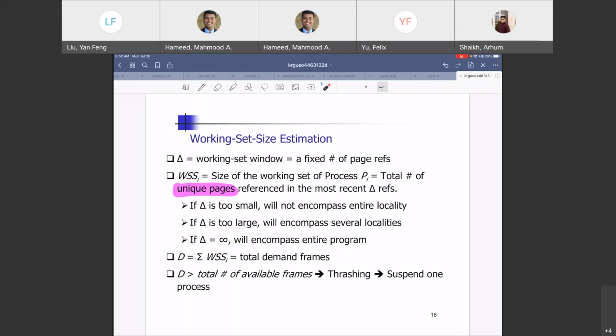So delta is the time window over which you are observing a fixed number of memory references. If it is too small, then you are not encompassing the total locality, just a portion of it. If it is too big, then you are going over the locality. If it's infinity, that's the total program.